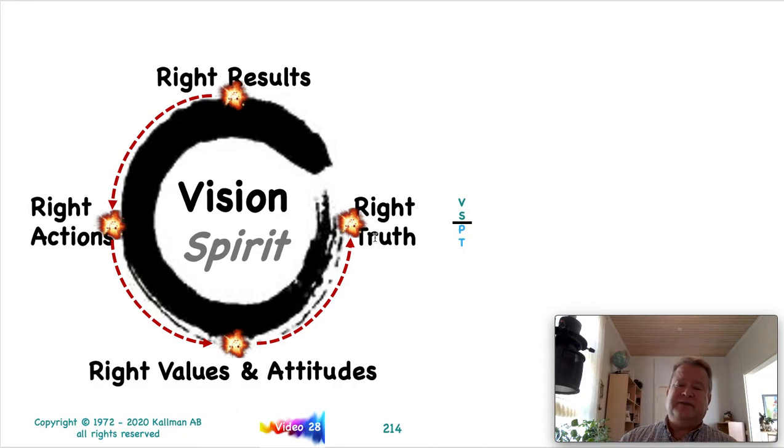Think about it this way: if somebody says something naughty or could be construed as sexual harassment in the business place, what's the first thing a company does? They send the person to school. Why? Because they intuitively understand that that person's truth isn't right. That's not the way you treat people. And so if you have the wrong value and attitude, it's because your truth is wrong.